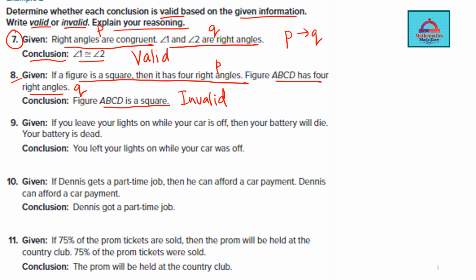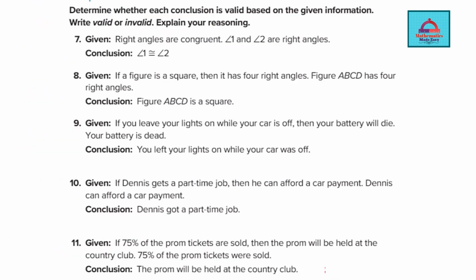In a similar way, we can do question 9, 10 and 11. So let's check the answers in the next slide. Okay, so as we already discussed, question 7 is a valid conclusion because of law of detachment. However, question 8 is invalid because the figure could be a rectangle also. A rectangle also has 4 right angles. So the conclusion that ABCD is a square will be invalid.